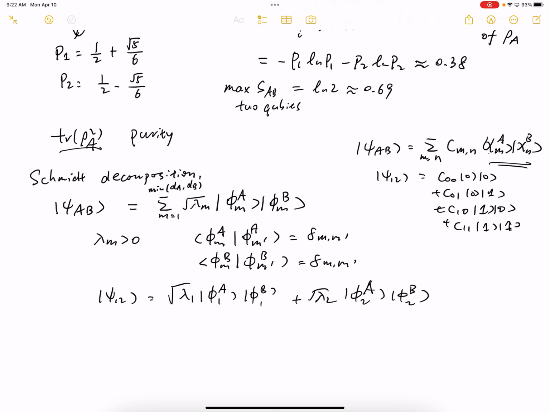Yeah, question? Sorry, I must be forgetting my quantum mechanics notation. What does it mean when there's 2 kets? Yeah, it's a tensor product. It's a tensor product between the 2. Okay. Yeah, so we just ignore the tensor product side.